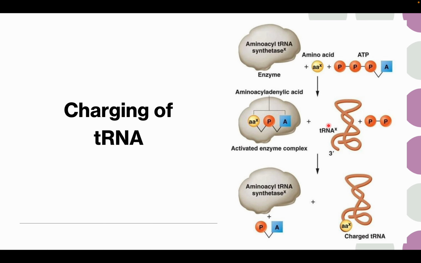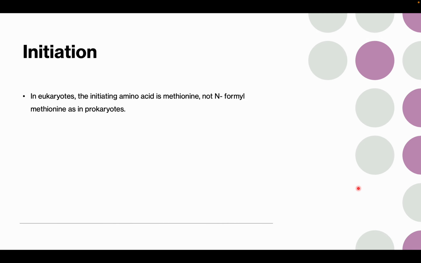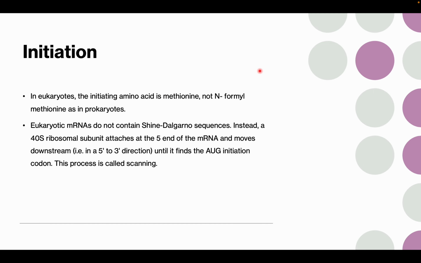Now we have the charged tRNA, which is required for initiation. Initiation in eukaryotes is a bit different compared to prokaryotes. In eukaryotes, the initiating amino acid is methionine instead of N-formyl methionine. The codon is the same, AUG, which is recognized, but the amino acid required for initiation is methionine instead of N-formyl methionine.